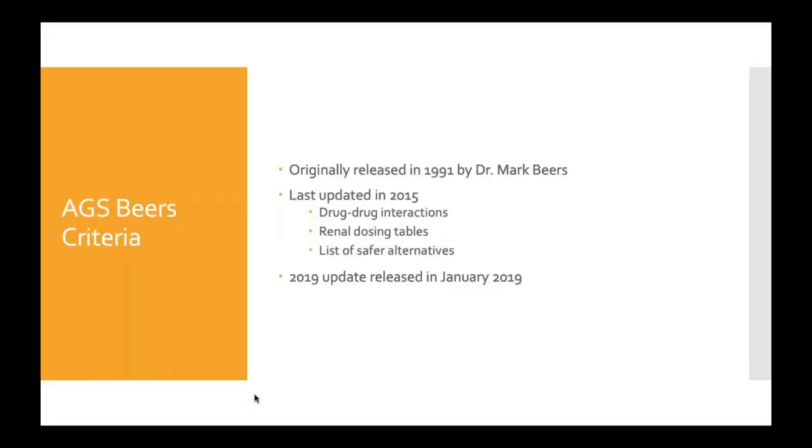So just a little bit of history. The Beers criteria was originally released in 1991 by Dr. Mark Beers. It's thus been released by the American Geriatrics Society. It was last updated in 2015, and this was kind of a big update. It included significant drug-drug interactions. It included renal dosing tables for specific meds, and there was information printed about safer alternatives to these potentially inappropriate medications. So the most recent update was released in January of this year.